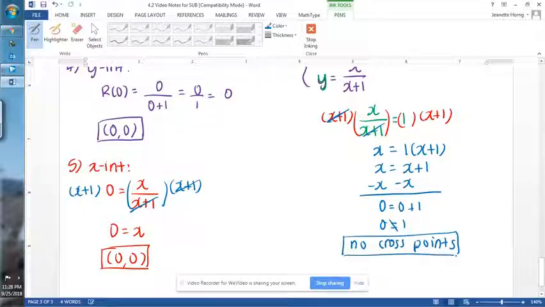And this is all the information. Eventually, we're going to graph all of it onto one single grid.